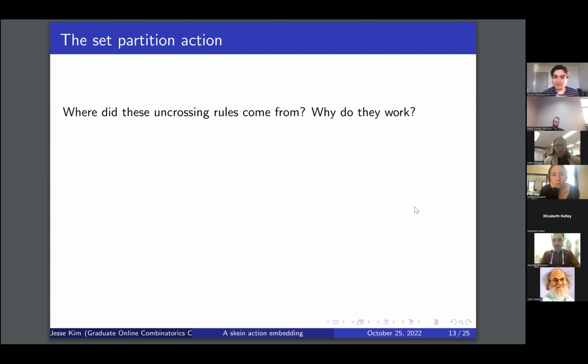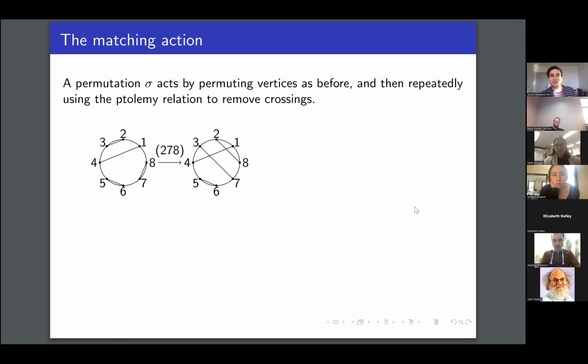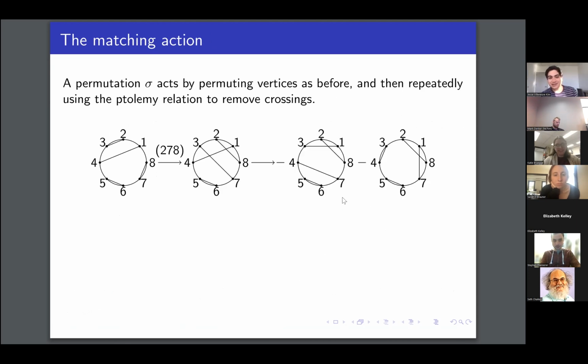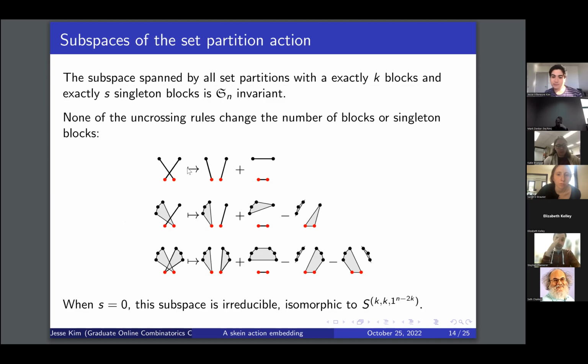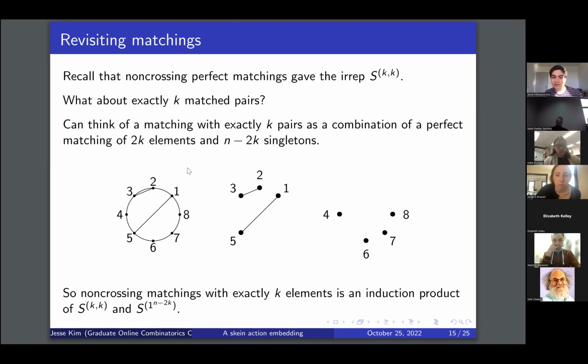Yeah, sorry. Let me go back a few slides. So in the matching case, this action by the matching also introduces a sign based on the sign of the permutation. In this case, it didn't, because 2, 7, 8 is an even permutation. But if this was an odd permutation, we'd get a negative sign here. So back to this slide. Part of your permutation is telling you about how you're changing your perfect matching.